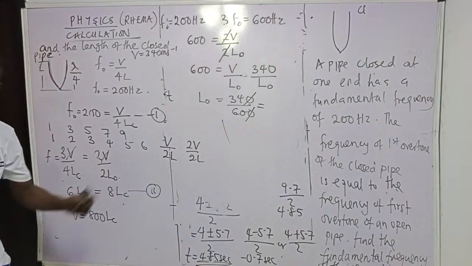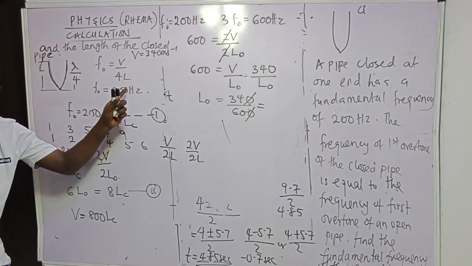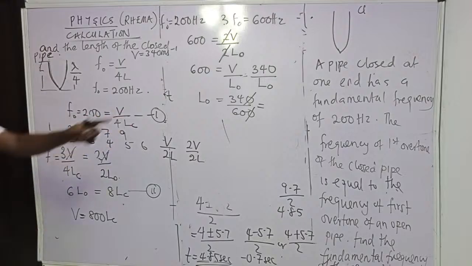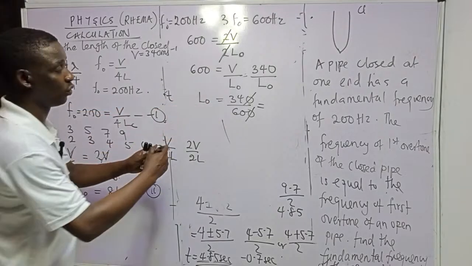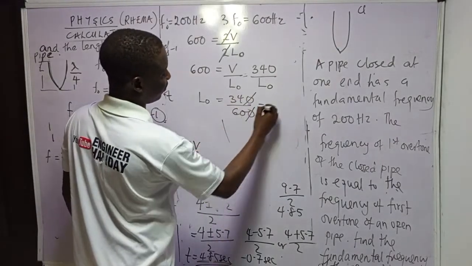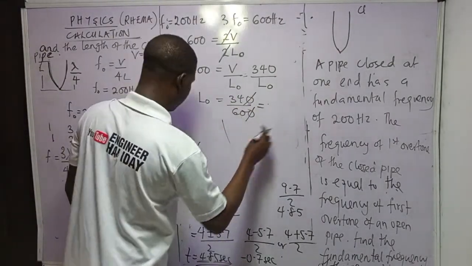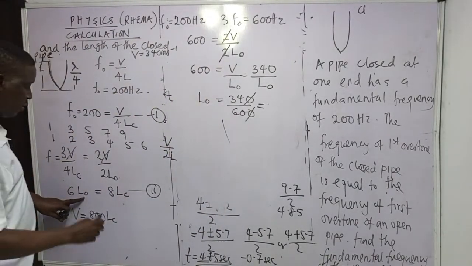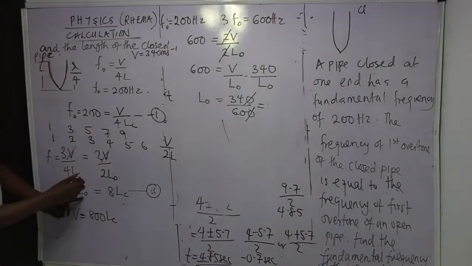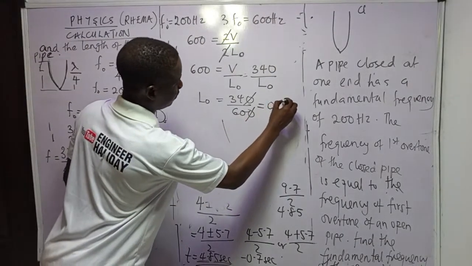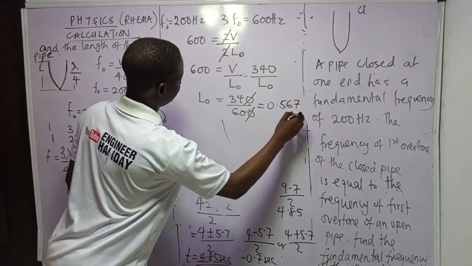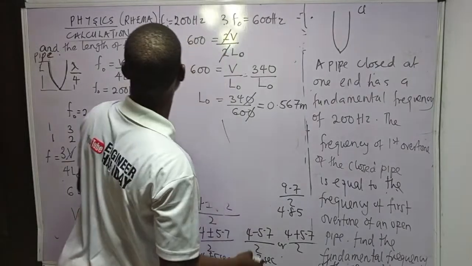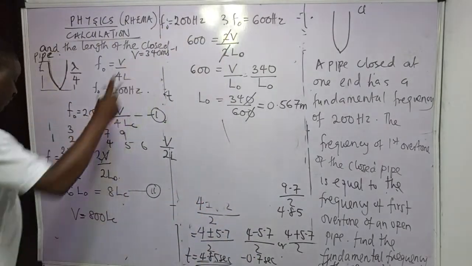So maybe the person that sent the question should be able to testify to that. The velocity of sound in air should be given. If it's given to us, then this will give us 340 over 600. Press the calculator for me. If I get that one, I can get this one now. Don't forget, I'm related. 0.567 meter, or centimeter, depending on the unit. Okay, meter, because I'm using the velocity of sound in it.